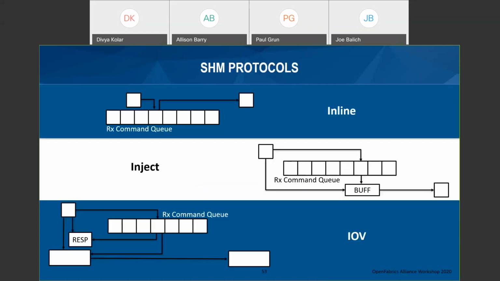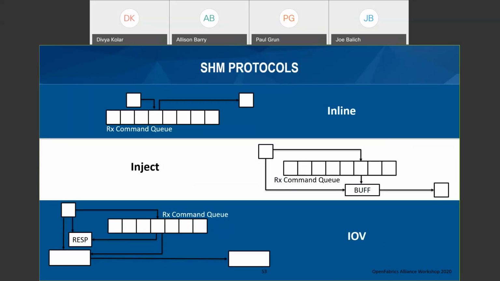The shared memory provider uses these three main protocols for data transfers. The first is an inline protocol for small messages where the payload is saved directly into the operation command. So this is used for messages smaller than roughly 40 bytes. I forget the exact size. An inject protocol for medium-sized messages where the message is saved into one of the target peer's host memory bounce buffers, saving the inject buffer offset into the command.